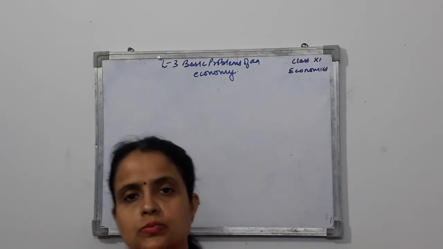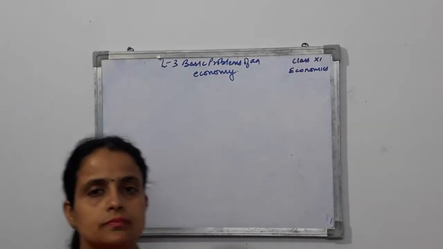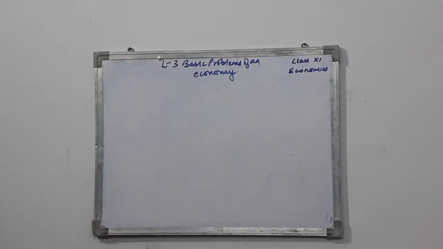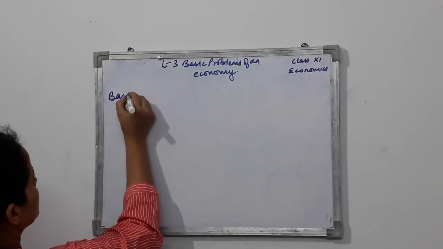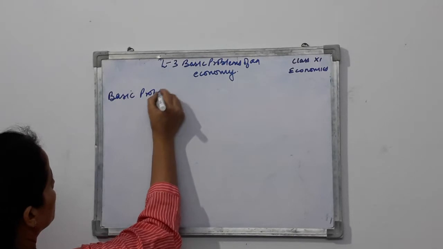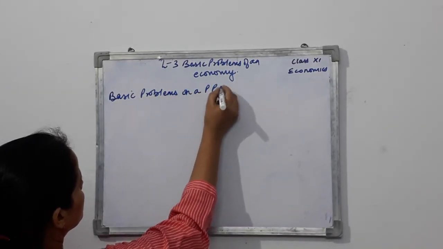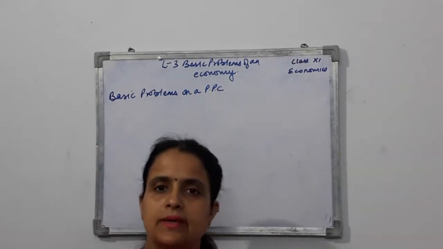Then we read about production possibility curve, PPC, its properties, and today we are going to do the basic problems which can be shown on a PPC. So the topic we are going to do is basic problems on a production possibility curve. Basic problems on a PPC, right? So as I told you earlier also, what is PPC?